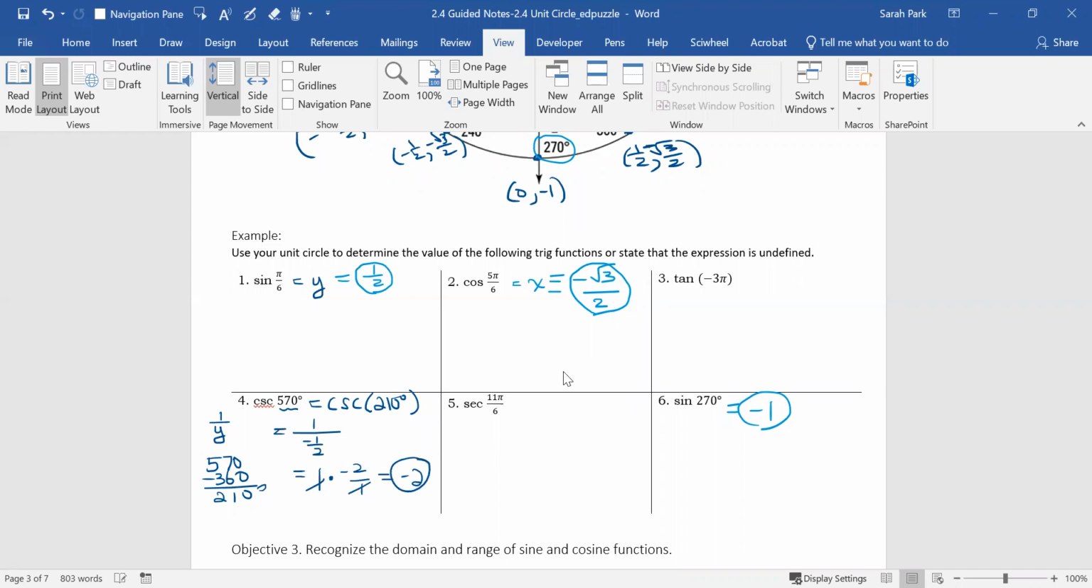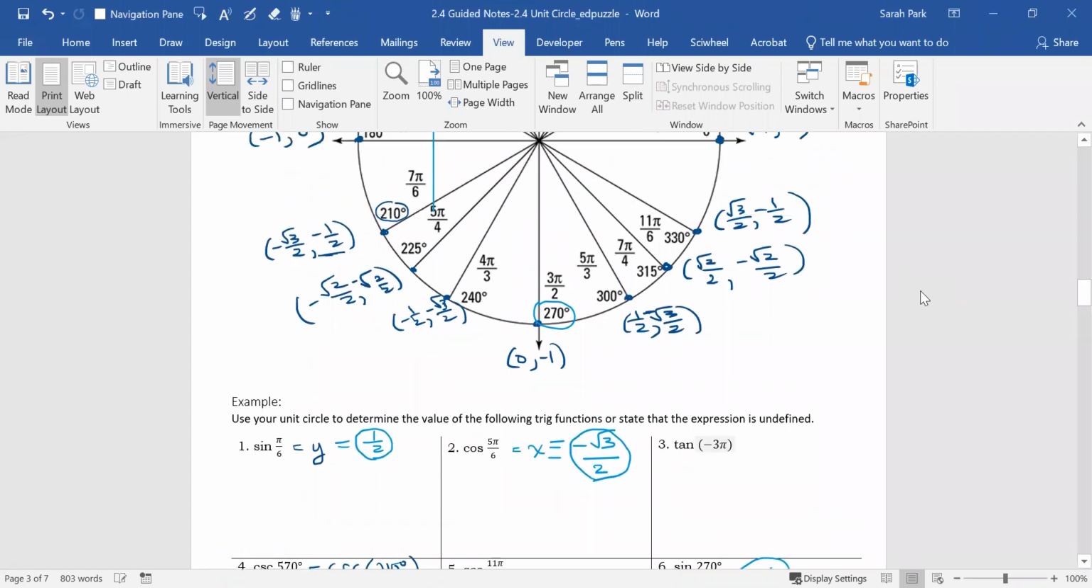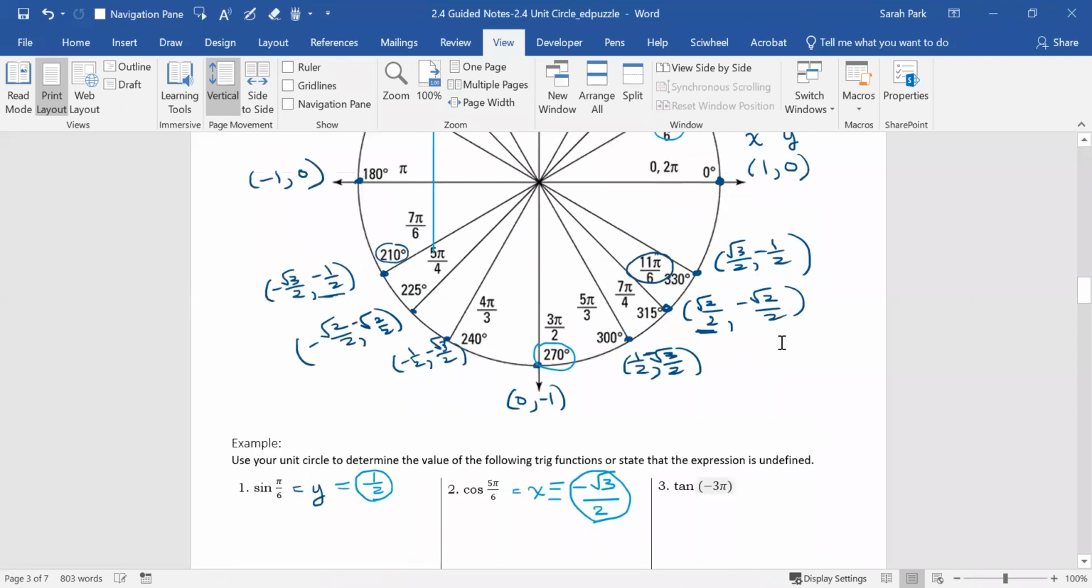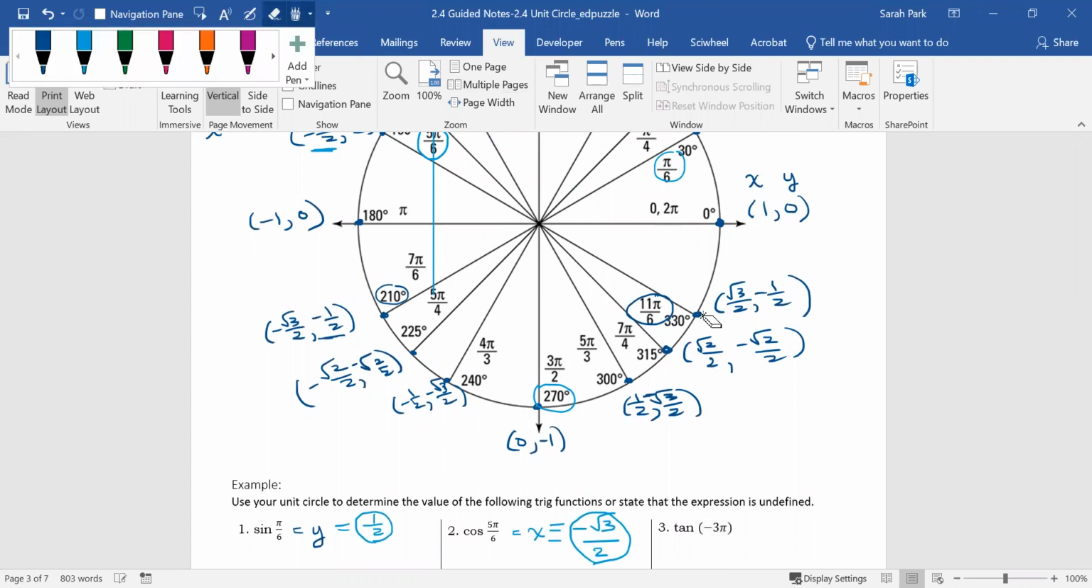Secant of 11 pi over 6. Secant is 1 over x because it's the reciprocal of cosine, and 11 pi over 6 is on the unit circle, so that's good. We don't have to do any work. So let's look at where the x coordinate is. So 11 pi over 6 is right here. The x coordinate is √2 over 2. So I'm looking at the wrong one. I was like, there's something wrong with that. That's 7 pi over 4. We have to look at this one.